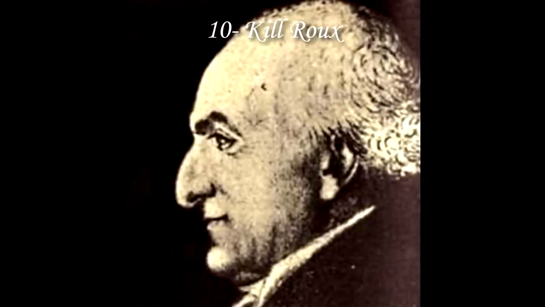Kill Roux. We think that this mission is about Jacques Roux, another famous person in the revolution. He officially killed himself on the 10th of February 1794, and he was a pioneer of a kind of socialism. So why would the assassins want to execute a man who is for equality in society?